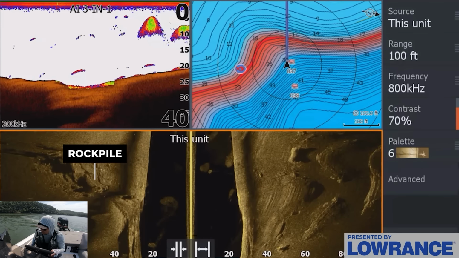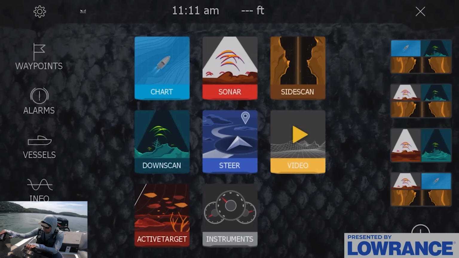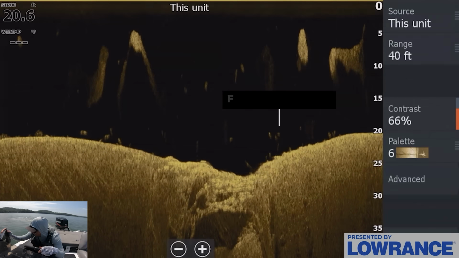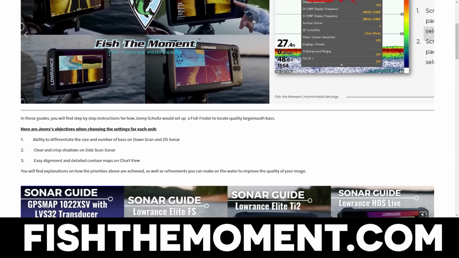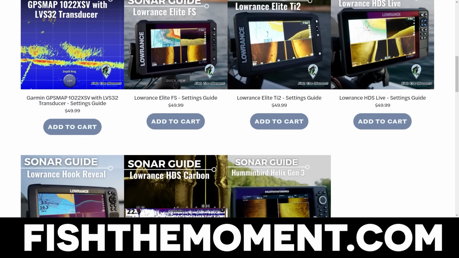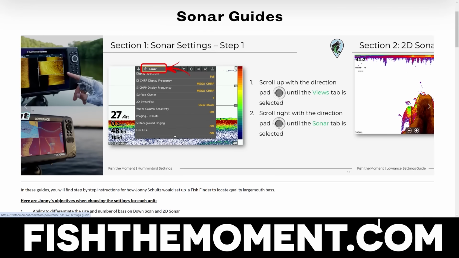If your settings are set to one extreme or another, it's going to give you very different images to the ones you see here in this video. If you need help with your sonar settings, I do have sonar guides on fishthemoment.com for a variety of different fish finders on the market, and they're my settings that I use to identify bass like I have in this video.